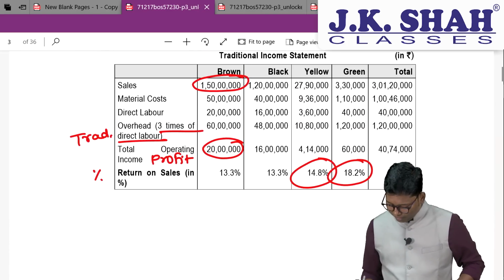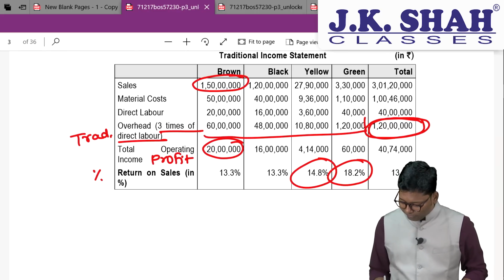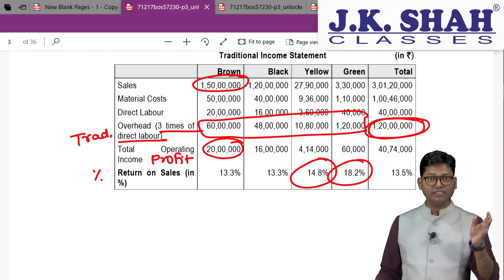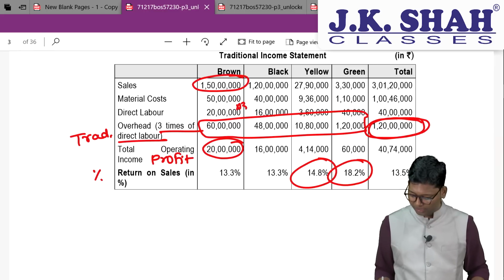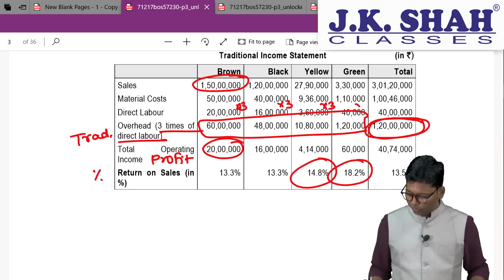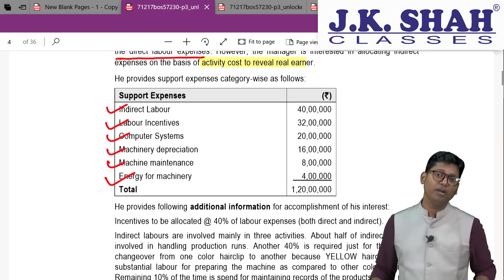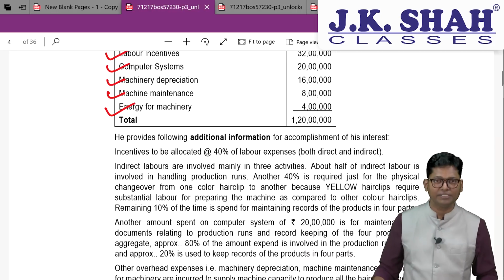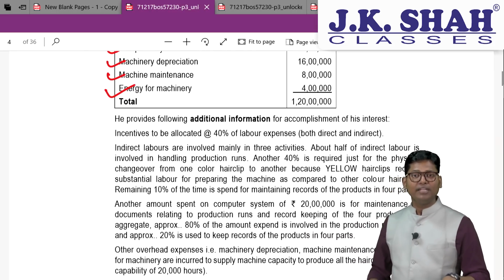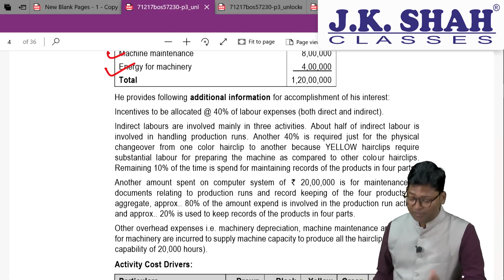If you check the overhead cost, total overhead cost is 1 crore 20 lakhs. Initially, they bifurcated 1 crore 20 lakhs among 4 products according to 3 times the direct labor cost, labor into 3, labor into 3, labor cost into 3. They computed the overhead, but now they are willing to convert and allocate this 1 crore 20 lakhs overhead amount on the basis of ABC. He provides the following additional information for accomplishment of his interest. His interest is to incorporate the ABC system, and for that purpose information has been given.